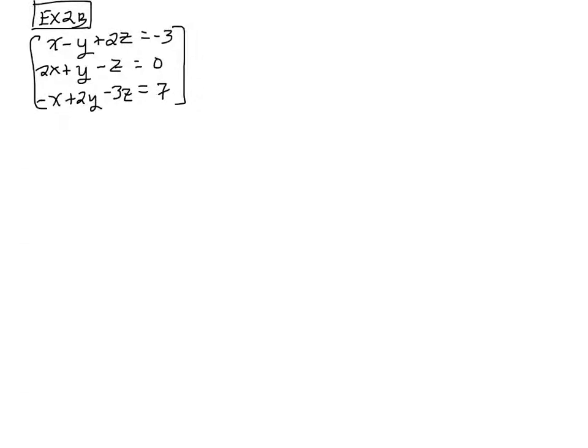So we're going to start with our augmented matrix. So I'm going to get rid of all the x's, y's, z's, and equal signs. So we have 1, negative 1, 2, and negative 3. And then for the second equation, the coefficients would be 2, 1, negative 1, and 0. And for the third equation, negative 1, 2, negative 3, and 7.